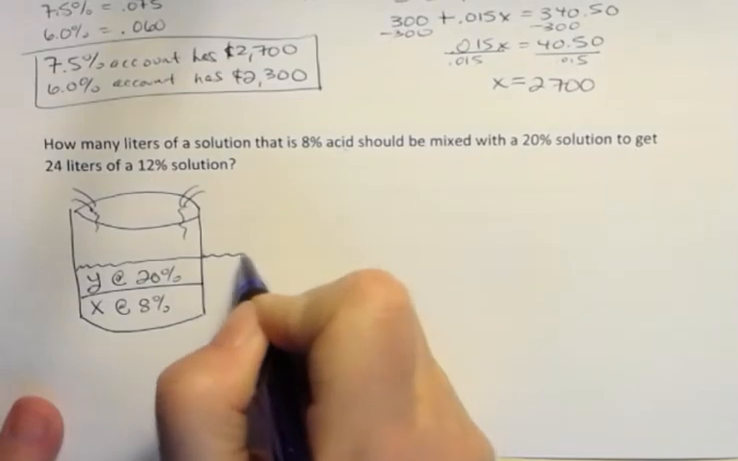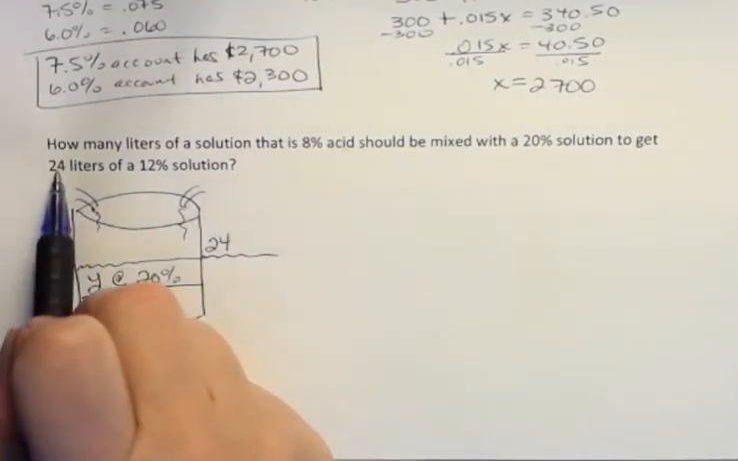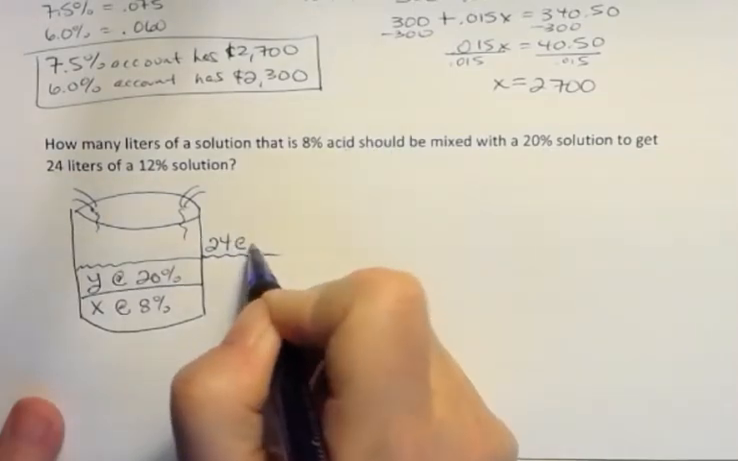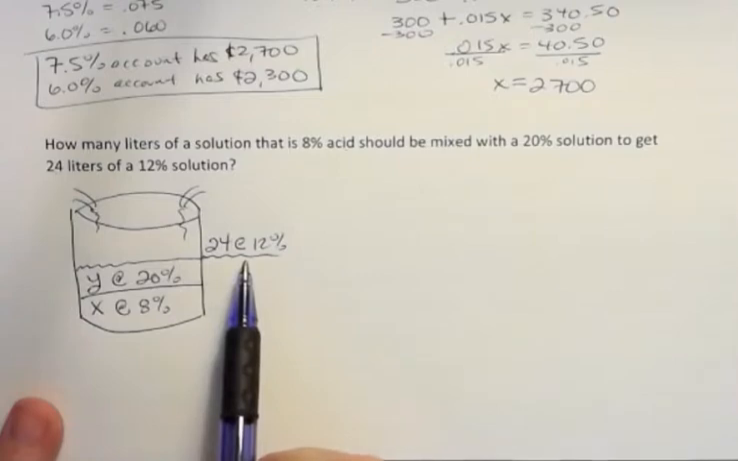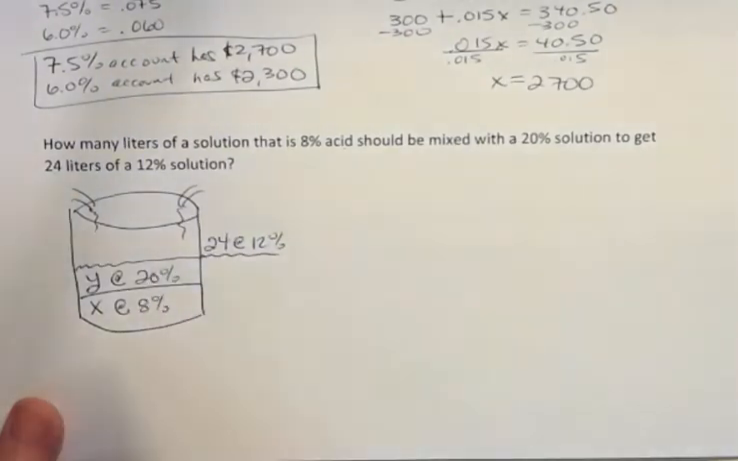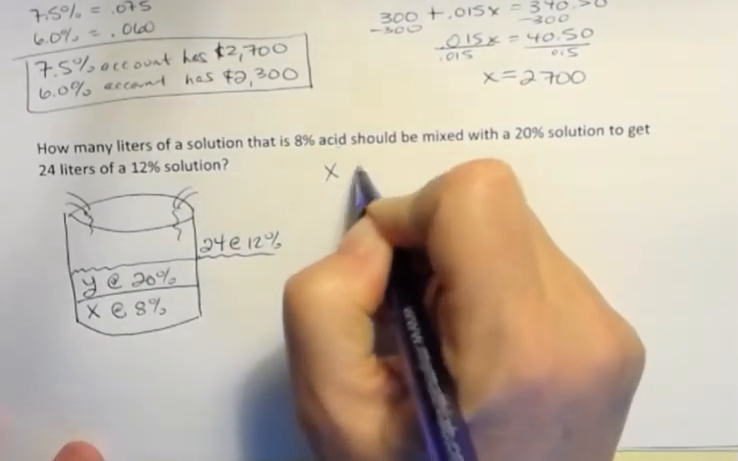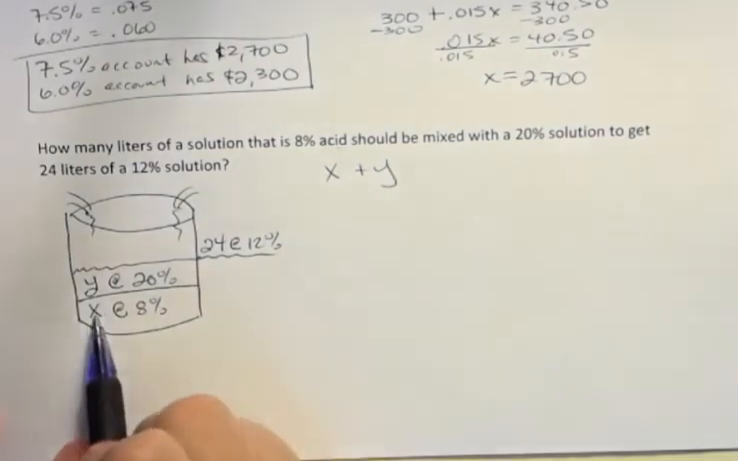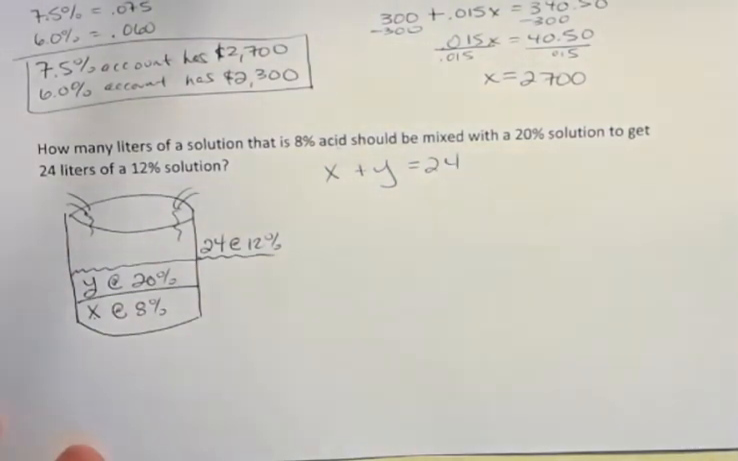What do I have when I'm finished? Well, when I'm finished, I have 24 liters, because that's what it says I wanted. And the new acidity needs to be 12%. So this is the outcome that I'm hoping for, and what's inside is what I'm pouring in, right? So I know that I have x plus y, some number of x and some number of y, that has to add up to 24. Then I also know that I have my percentages.